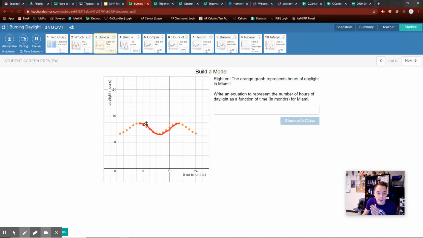So the first thing I want to do is gather, okay, what's my amplitude? Well, my midline is this. That's my midline, which means, wow, that looks like junk. I'm going to erase all this. Sorry. My midline is this.